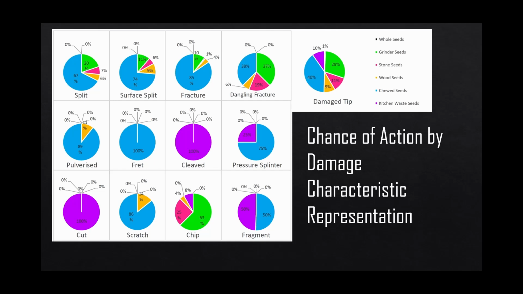The pie charts here show the chance of a specific action having taken place based on the damage characteristics found. For example, based on the data collected, if a seed with a pressure splinter was found, there is a 75% chance that it represents chewing, and a 25% chance that it represents kitchen waste.